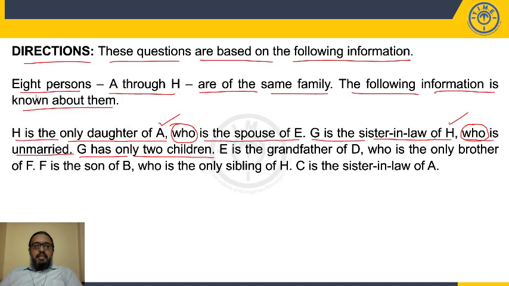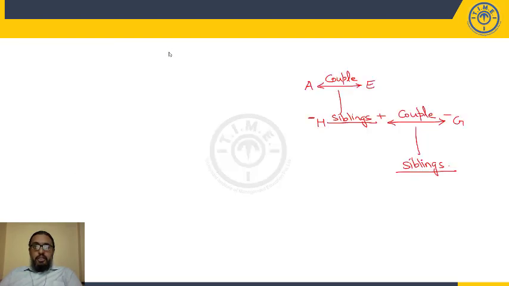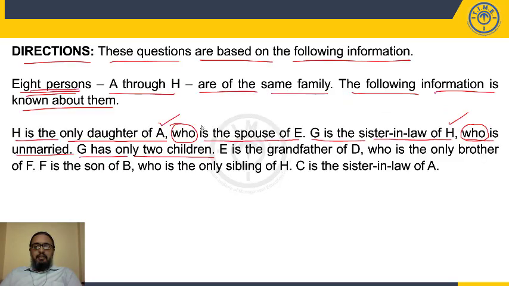Okay, but always keep in mind the total number of persons also. You need to have only 8 people in the family. Don't try to fix extra people. Then E is the grandfather of D.